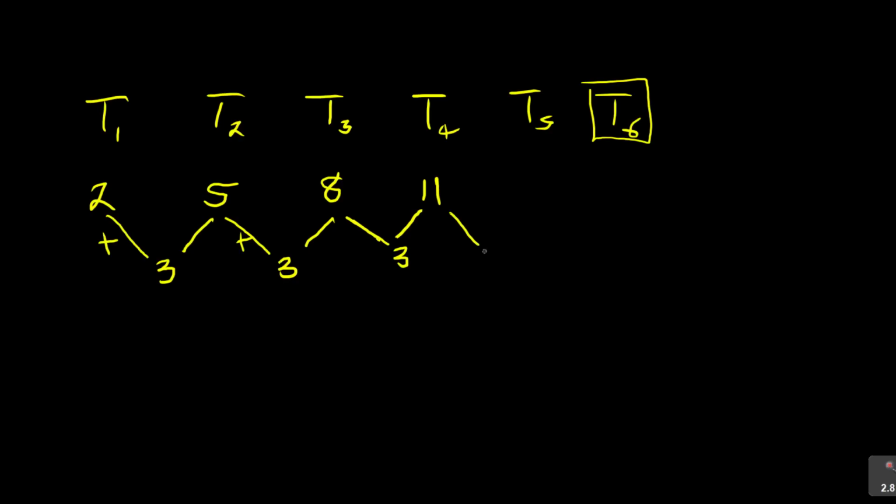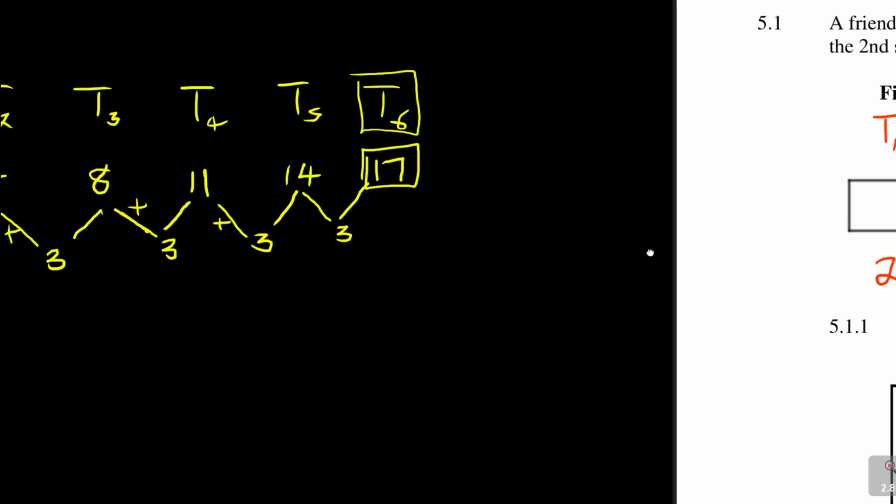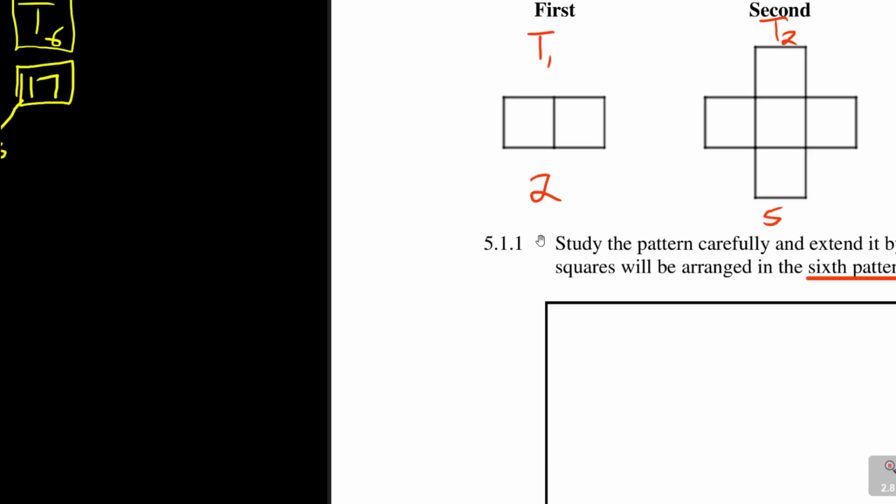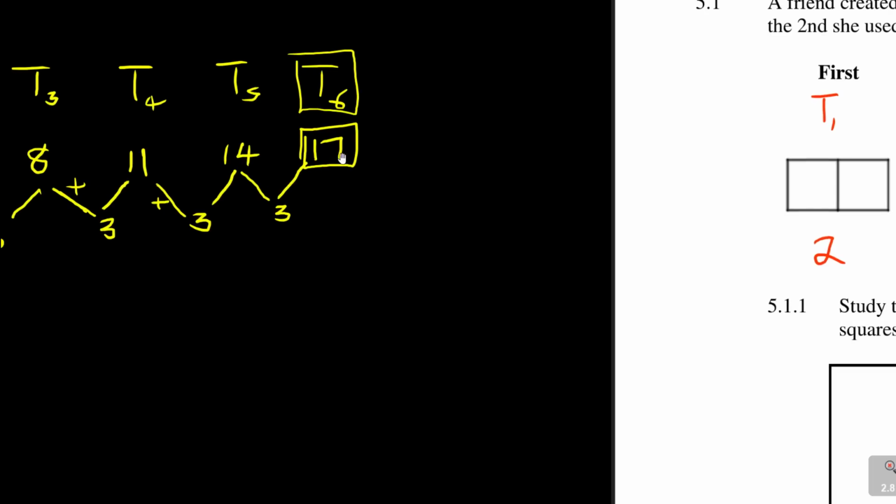We continue adding 3, which is now 11 plus 3. What do you get? 11 plus 3, you get 14. We continue to add this constant 3. Now we're at T6, the number that we want, which is 14 plus 3, which is 17. So this is what we're looking at, 17. And they are saying here, draw the 6th pattern. And you can see that the 6th pattern has got 17 squares. Remember, these are squares. So the question now is, how do you go about drawing those?